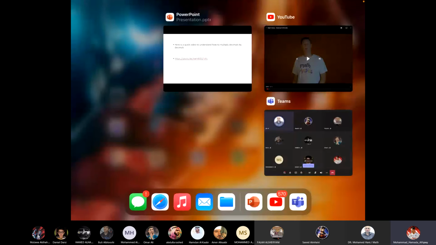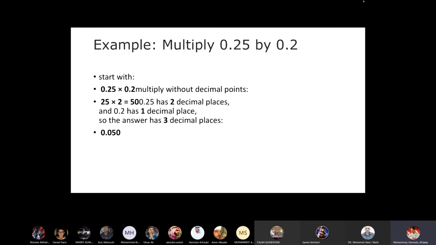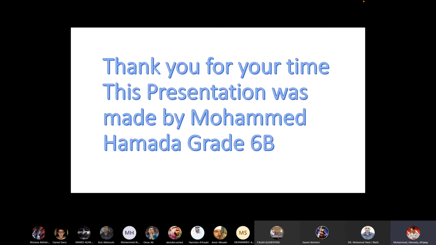Example: multiply 0.03 by 1.1. Start with 0.03 multiply 1.1. Multiply without decimal points: 3 multiply 11 equals 33. 0.03 has two decimal places and 1.1 has one decimal place. So the answer has three decimal places: 0.033. Example 2: multiply 0.25 by 0.2. Start with 0.25 multiply 0.2. Multiply without decimal points: 25 multiply 2 equals 50. 0.25 has two decimal places and 0.2 has one decimal place. So the answer has three decimal places: 0.050. And this presentation was made by Mohammad Hamada, grade 6B.